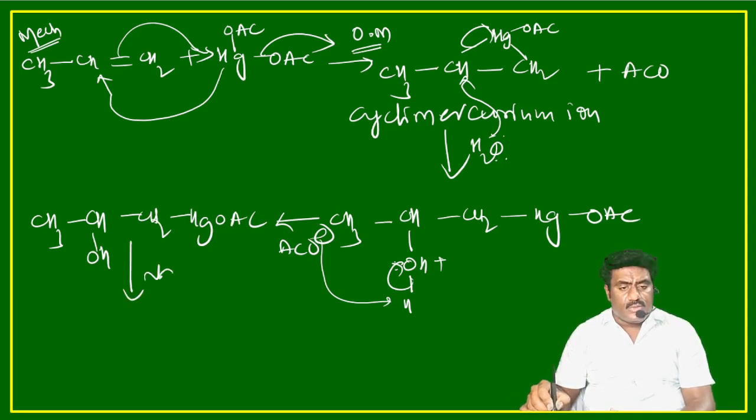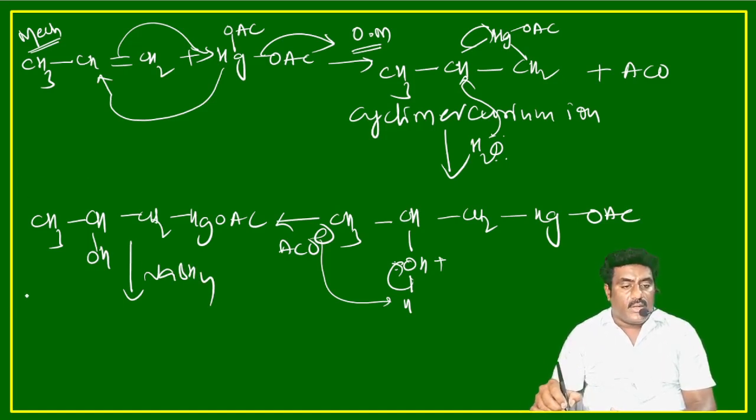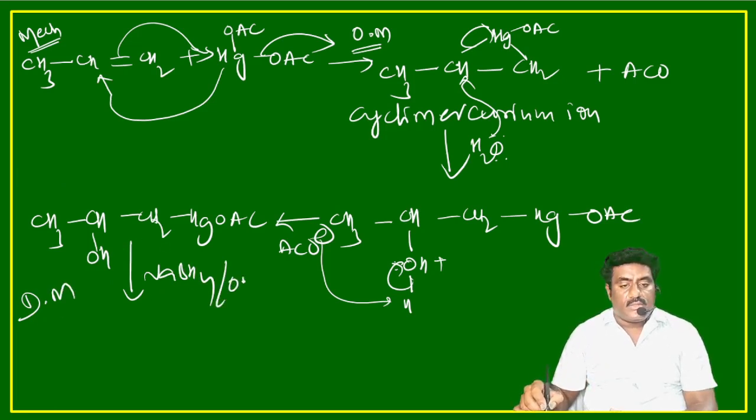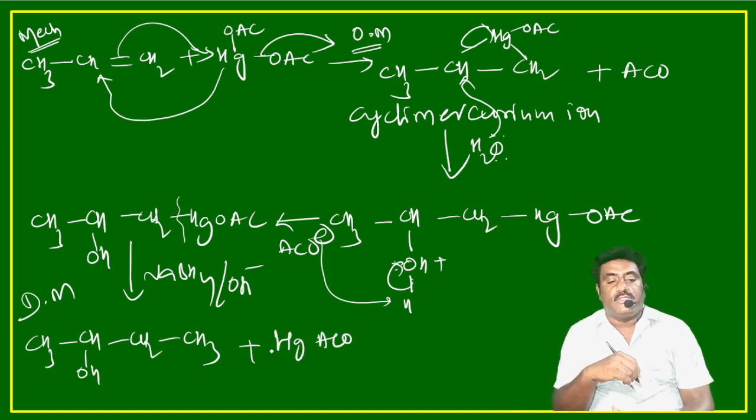Again, it is treated with sodium borohydride. In the presence of sodium borohydride, it is demercuration. Sodium borohydride in the presence of OH minus breaks the carbon-mercury bond and makes a carbon-hydrogen bond. CH3, CHOH, CH2, CH3 plus HgOAc. This is the product. This is the mechanism.